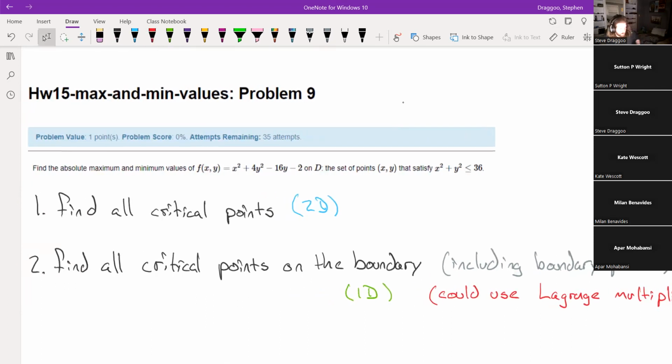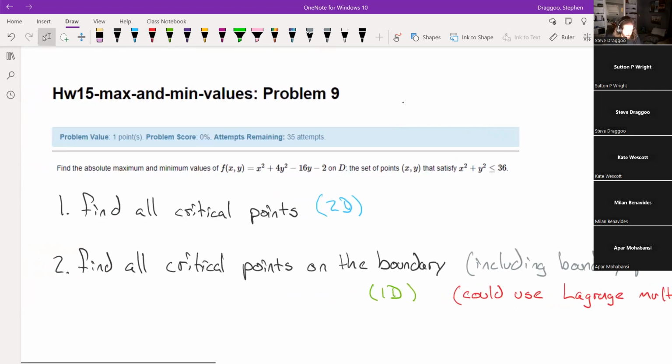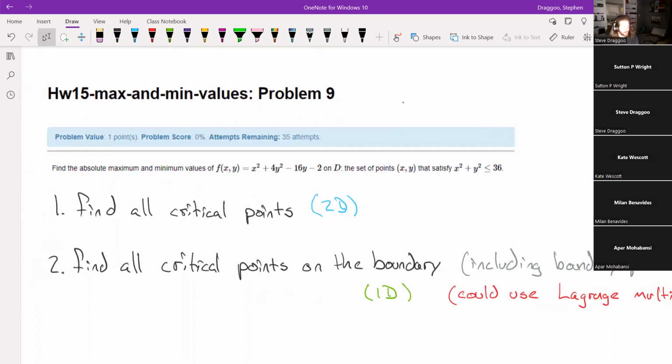Lagrange multipliers are particularly good at finding values along the boundary, but we need a specific boundary to be on. Here we have an inequality for our boundary set, so we'd have to break it down into an interior and a Lagrange set. That's why we'll do it the old way. But again, we could use the Lagrange multipliers for step number 2.